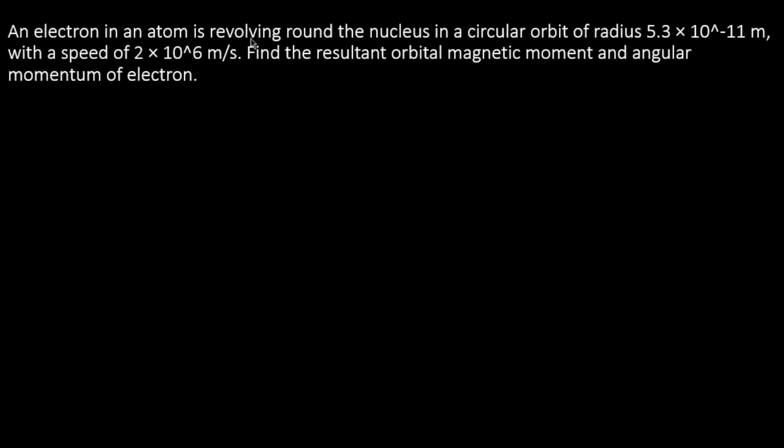An electron in an atom is revolving around the nucleus in a circular orbit of radius 5.3 × 10^-11 meter with a speed of 2 × 10^6 meter per second. Find the resultant orbital magnetic moment and angular momentum of the electron. So solution, we know the orbital magnetic moment is given to us as half evr. So let's put in all the values.